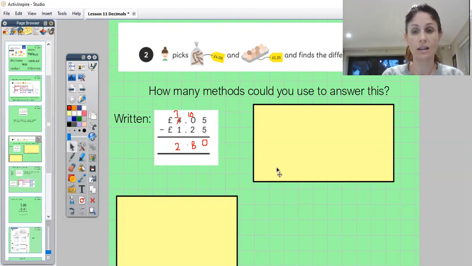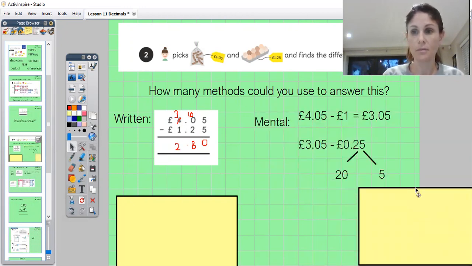Let's have a look at that as a mental method then. We could do it like this. We could do £4.50, take away the 1 first of all, gives us £3.50. And then £3.50 take away 25 pence. Now, what I've done is I'm going to partition that. I could partition 25p into 5 pence and 20 pence. If I take the 5 pence away from here, I'm going to be left with £3. And then I need to take away another 20p. £3 minus 20p is going to be £2.80. So I get the same answer.